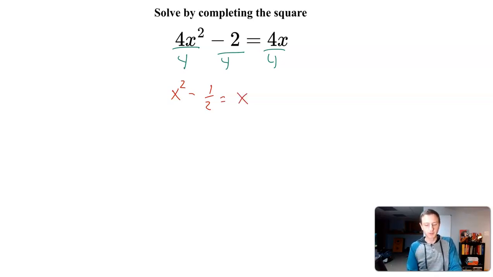Then, after that, you can now start to get everything in position here. So I'm going to subtract x. I don't have any like terms on that side. So I'm going to have x squared minus x minus a half equals 0.